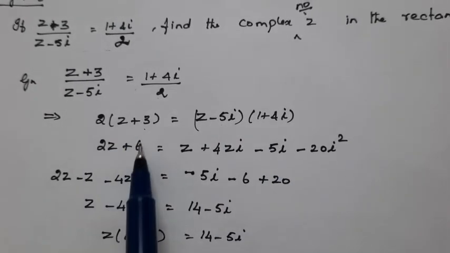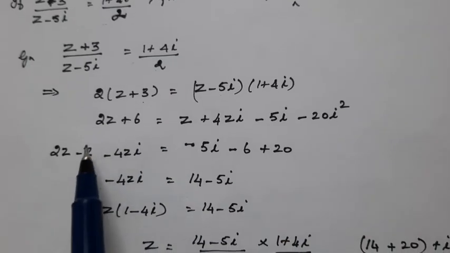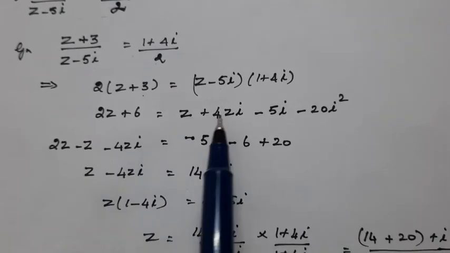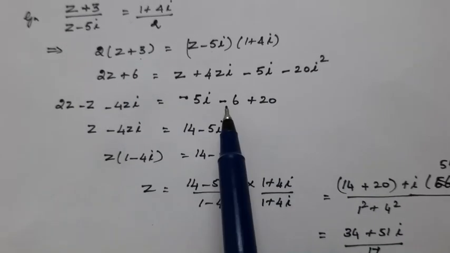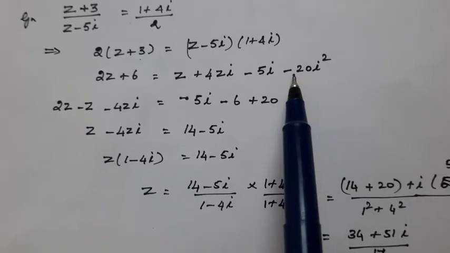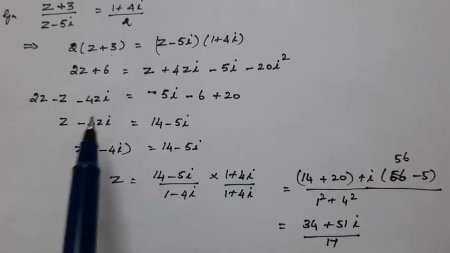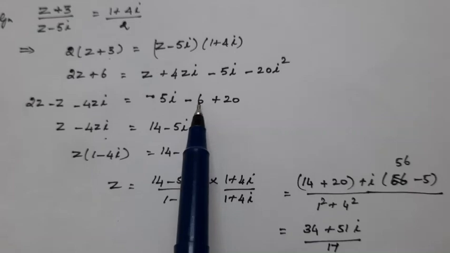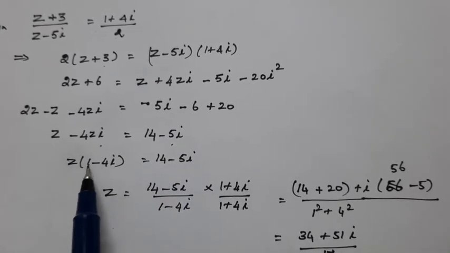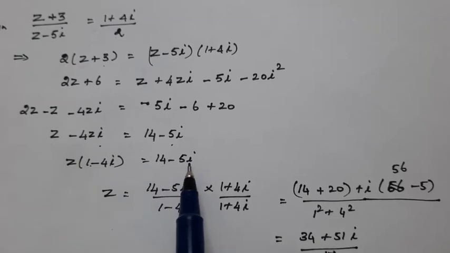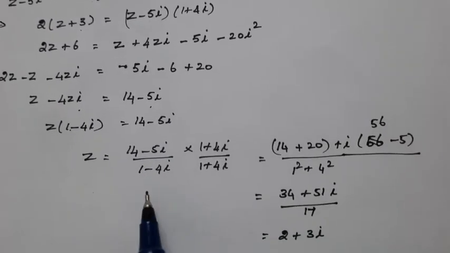Now 2z plus 2 into 3, 6. Group z on one side and numbers on the other side. So 2z minus 4zi, here minus 5i, and then plus 6 will become minus 6. i² being minus 1, this will become plus 20. So 2z minus z is z minus 4zi, and here 20 minus 6 is 14 minus 5i. Now taking z common, it will be (1 − 4i)z = 14 − 5i, or z = (14 − 5i)/(1 − 4i).